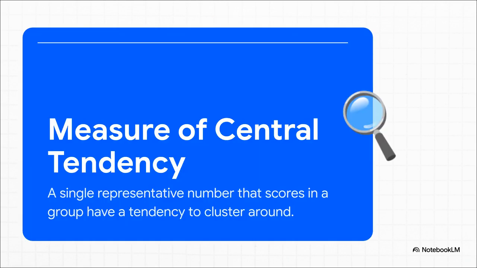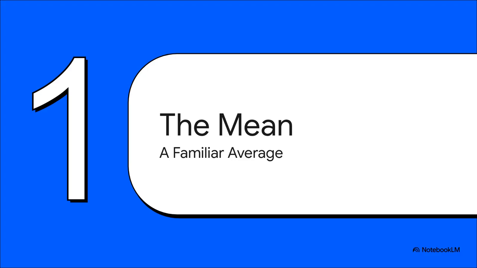Okay, so there's a fancy official name for what we're looking for. It's called a measure of central tendency. But don't let the name fool you. All it really means is that we're searching for the center of the data, that one typical spot where all the other numbers kind of huddle around. That's our mission.